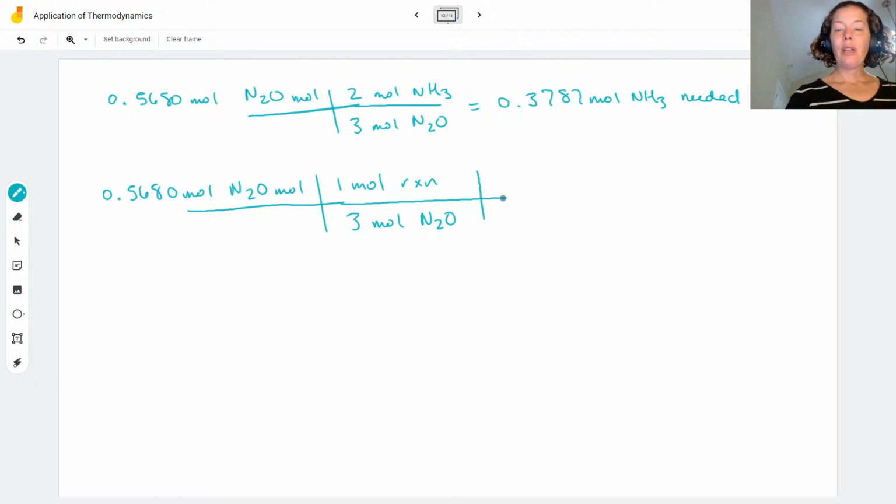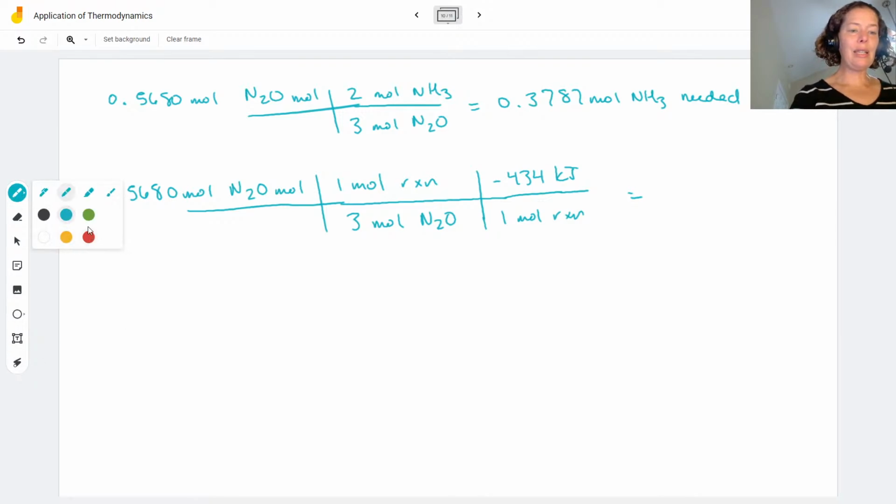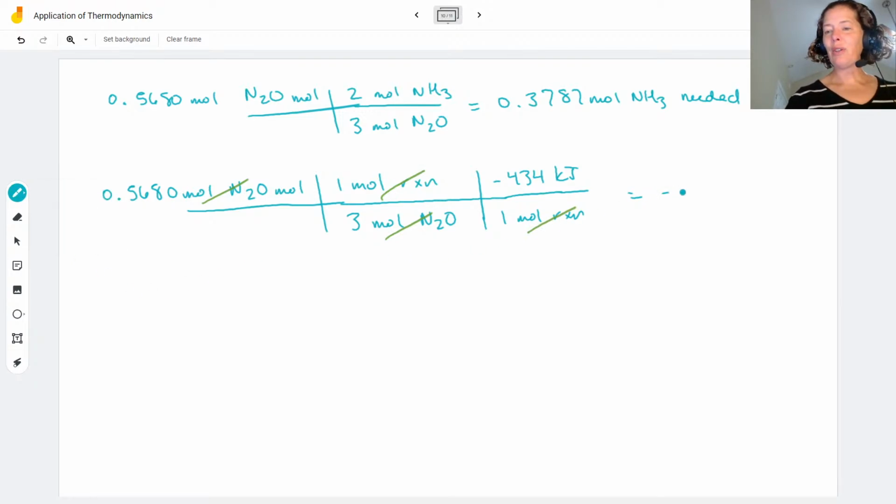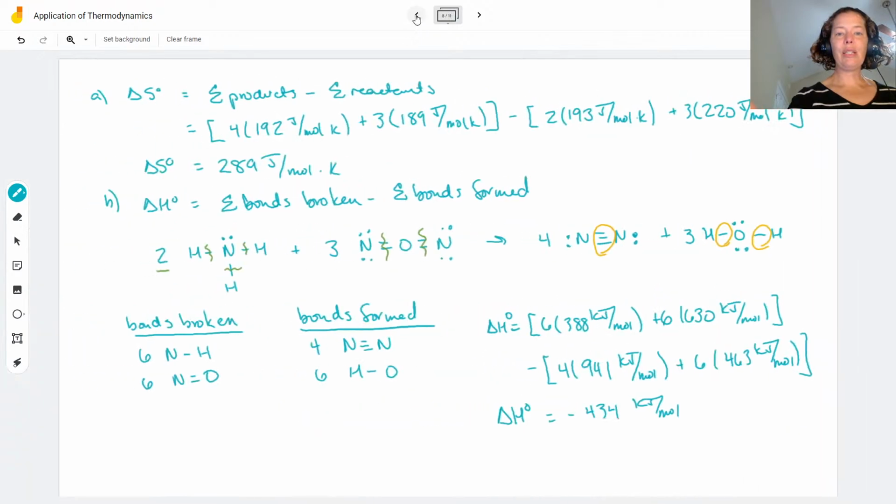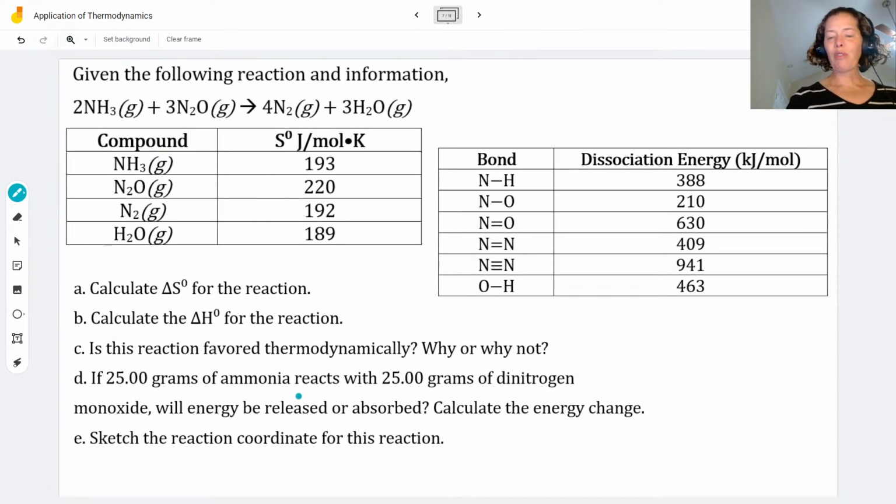And then we have our delta H value for this, and that is negative 434 kilojoules again per mole of reaction. And again, you can see units are canceling. It's all about your dimensional analysis. Okay, so if I put this in my calculator, I get 82.2 kilojoules. So that is how much energy is released if you react 25 grams of ammonia and 25 grams of dinitrogen monoxide. You're going to have a good bit of ammonia left over.